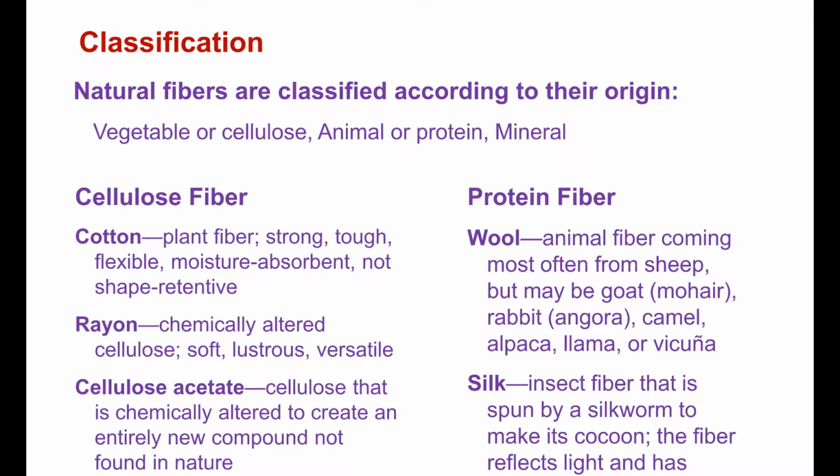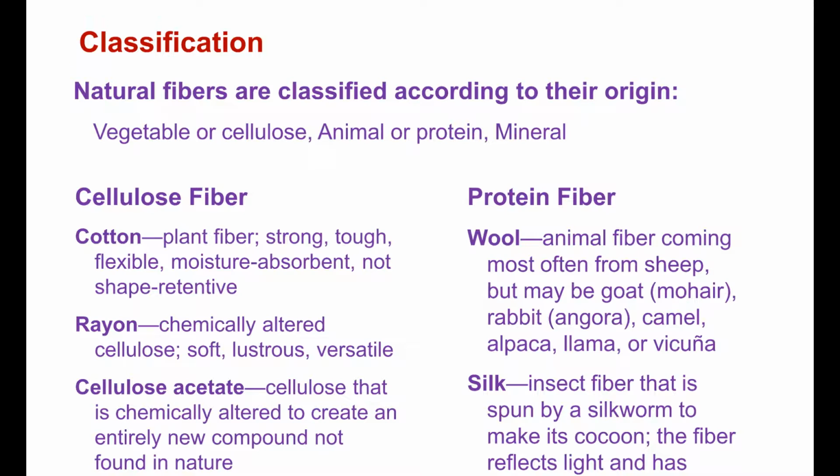Another example of a cellulose-based fiber is rayon. Now, rayon is chemically altered cellulose. So cellulose is one of the proteins that makes up plant material. To make rayon, we take that protein and we add chemicals to it to alter it. And what it does is it makes the cellulose itself really, really soft and very luxurious and rich feeling almost. And it also makes a material that's really versatile. We can use it in a lot of different fabrics.